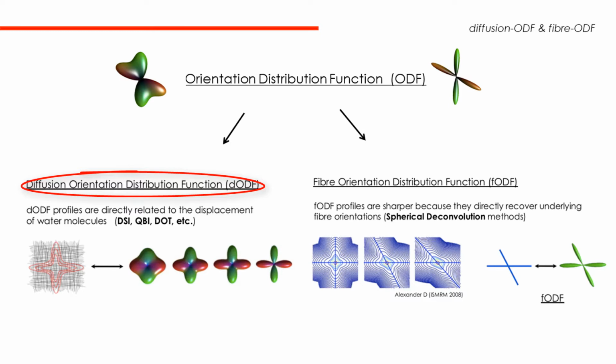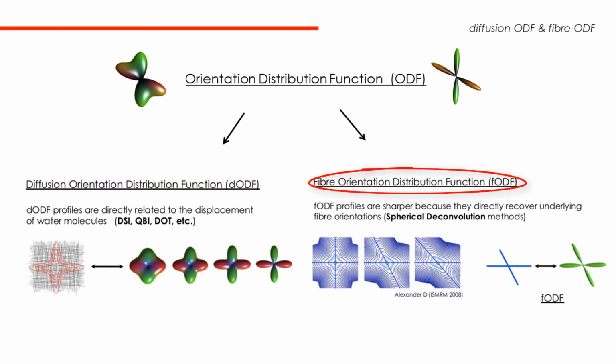Then there is another family of approaches, which spherical deconvolution is based on. They generate the fiber orientation distribution function, or FODF. Here you get a much sharper profile, because they are not giving you the displacement of water molecules, but trying to recover the underlying fiber orientation. Okay? And that's what we are focusing on in our lab. We're working a lot on spherical deconvolution methods.